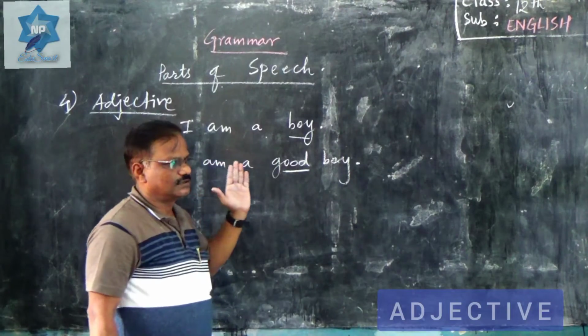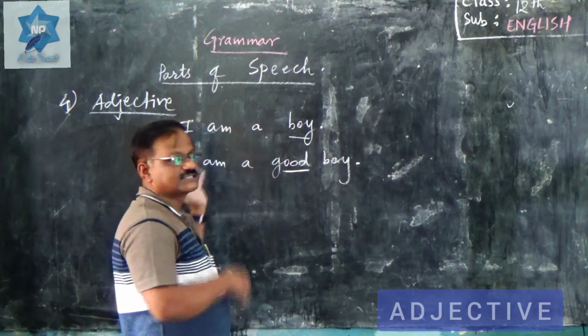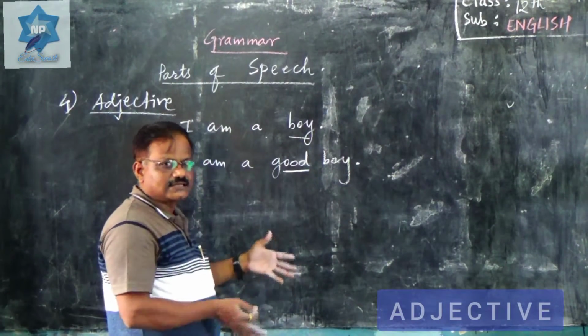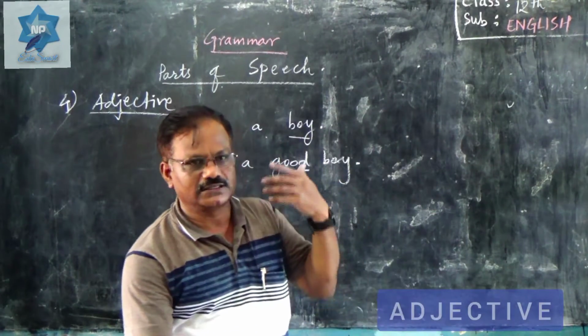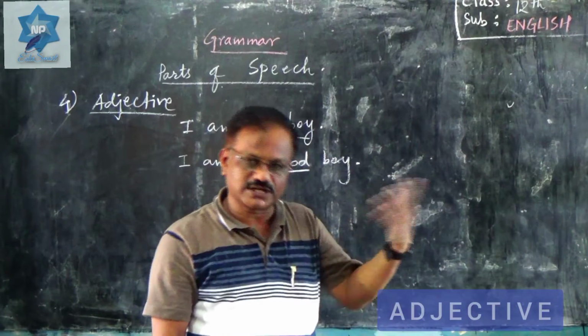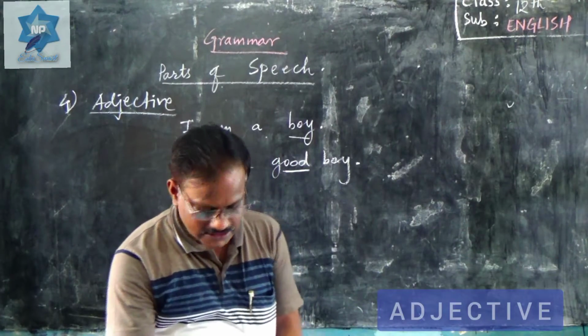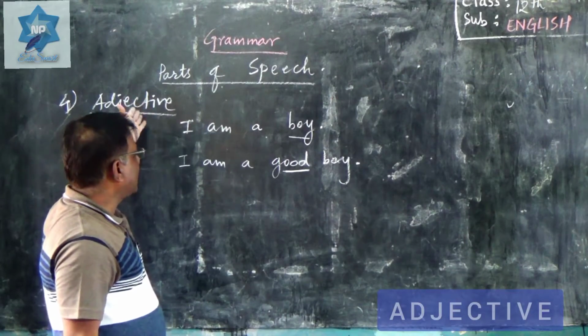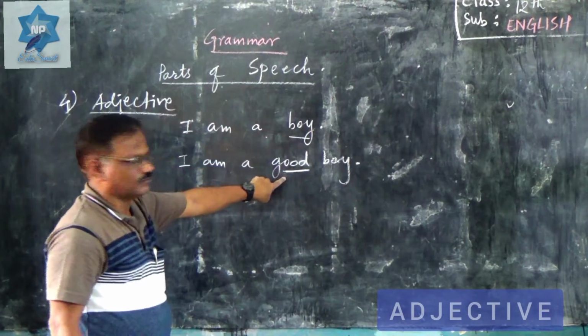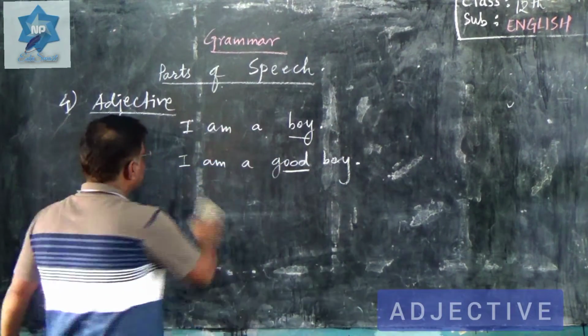I am a very good singer. I am a very good dancer. In that way, good, or bad, or emotional, or sensitive, whatever, these are the adjectives. You might have come to know that an adjective modifies a noun. That is an adjective.